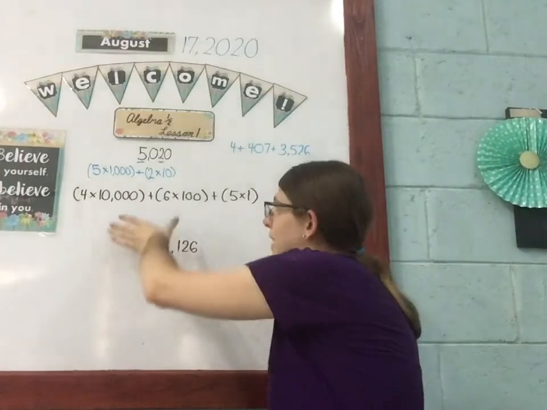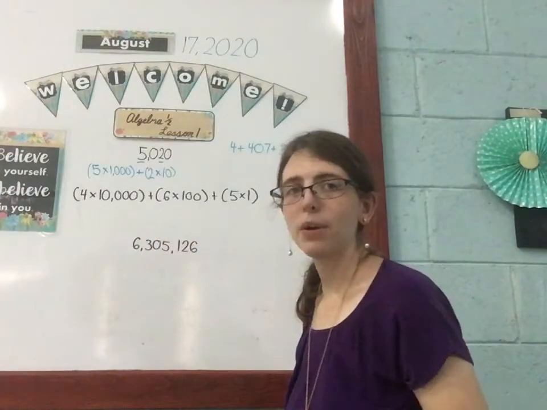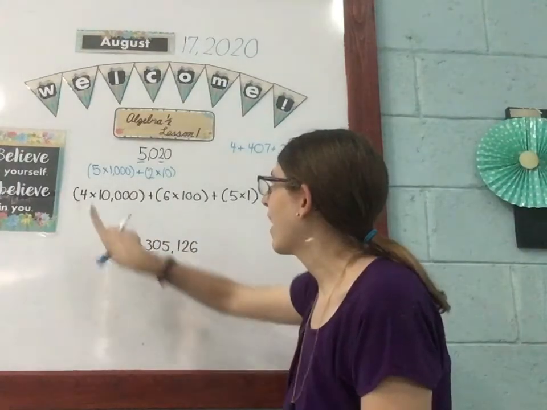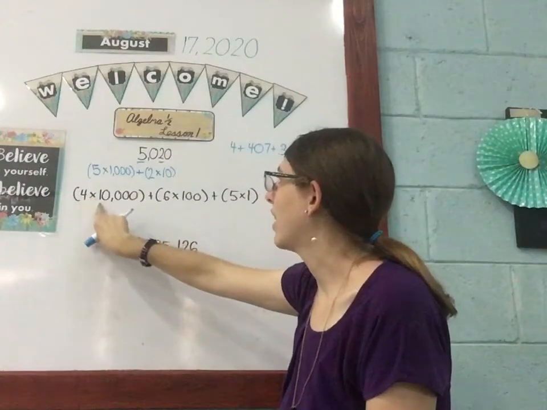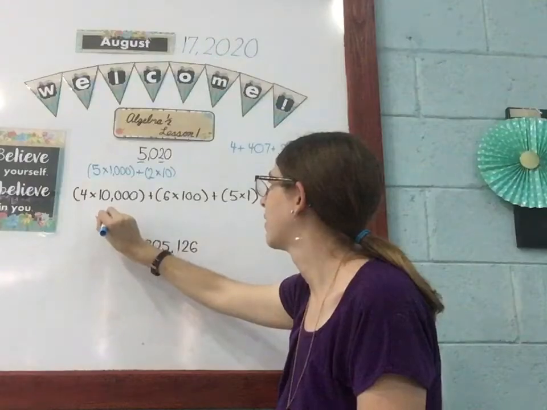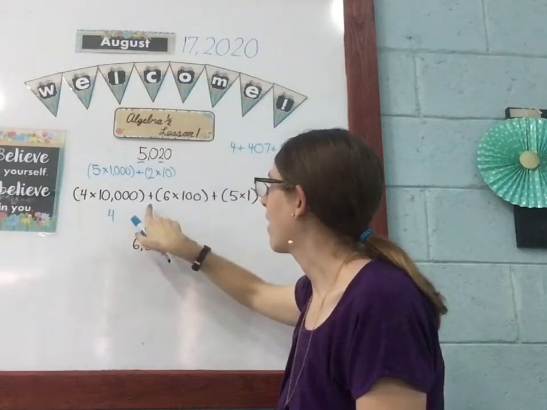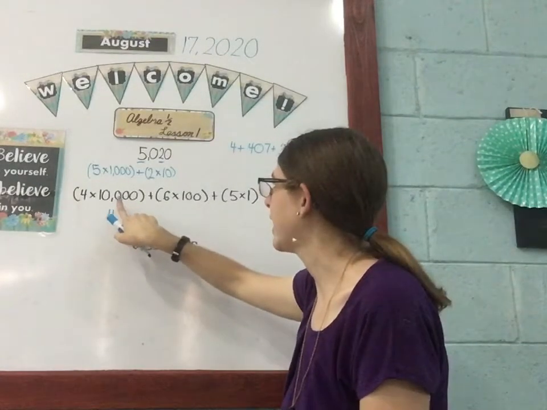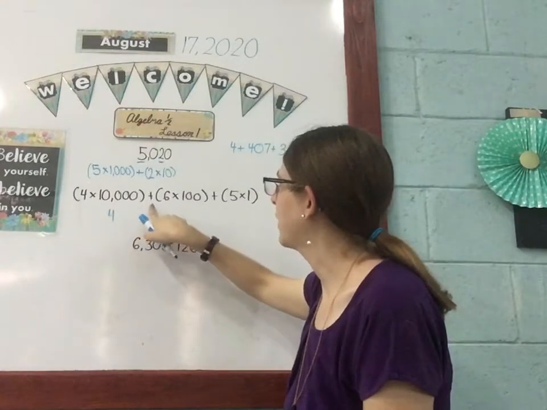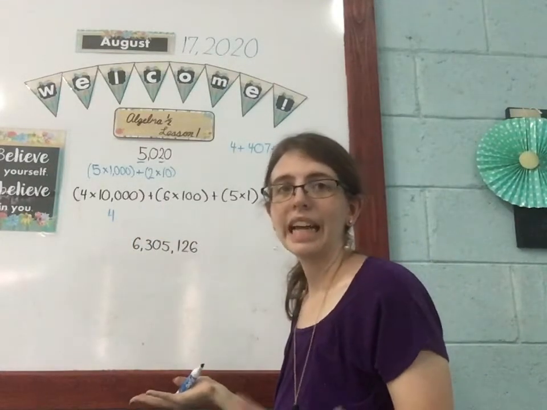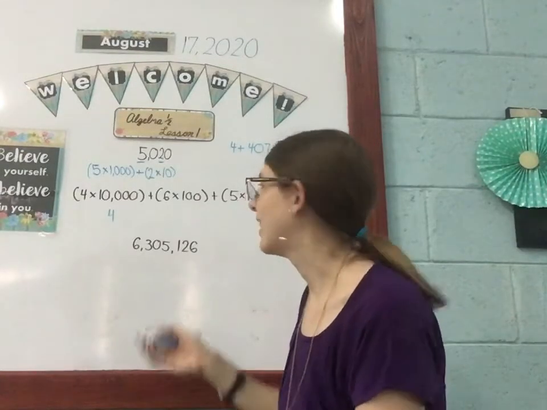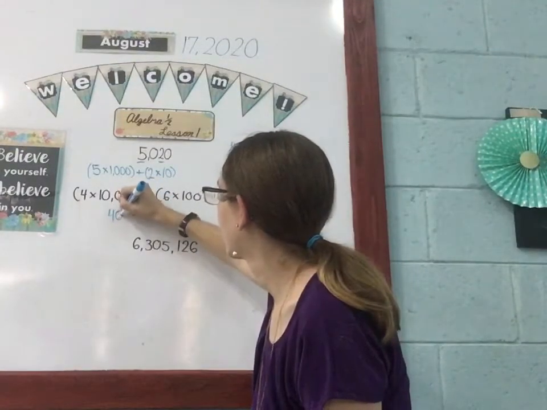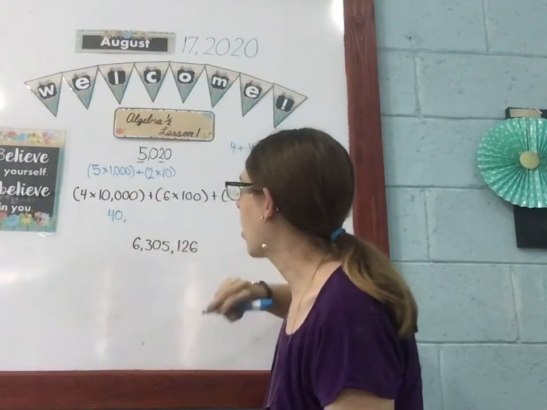Now to go back from the expanded notation to a regular number, you just work backwards. Here I have 4 times 10,000. So that means that I have a 4 in the 10,000s place. Do I have a thousands place? Well, let's see. 4 times 10,000 plus 6 times 100. I skipped it. I don't have a thousands place. So that means my number there is a 0. And I know the next thing should be a comma.